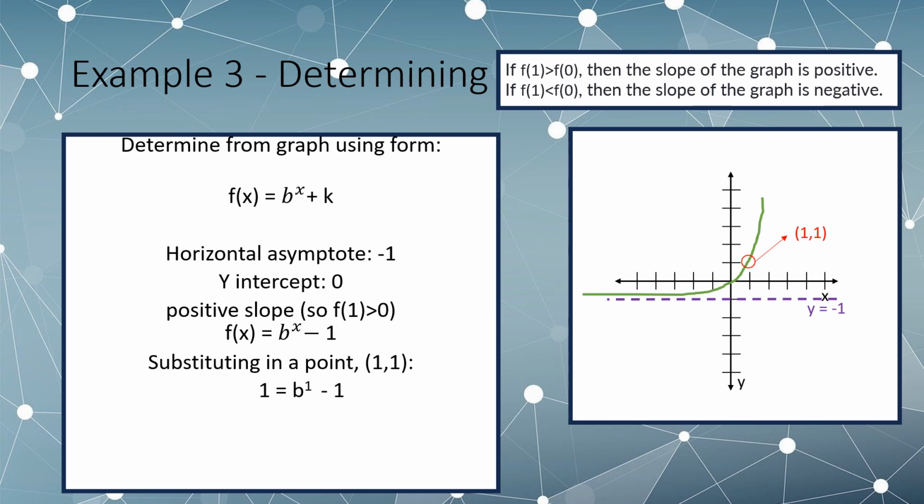So writing that out, we then have 1 is equal to b to the power of 1, subtract 1, a bit of algebraic rearrangement. And if you're a bit uncertain on that, it's always good to practice. Check out our video on the topic. That -1 comes across to the left-hand side, becomes +1, so that becomes 2 equal to b to the power of 1. And because b to the power of 1 is just itself, that means b is equal to 2, which gives us f of x is equal to 2 to the power of x subtract 1 as our function for this graph.